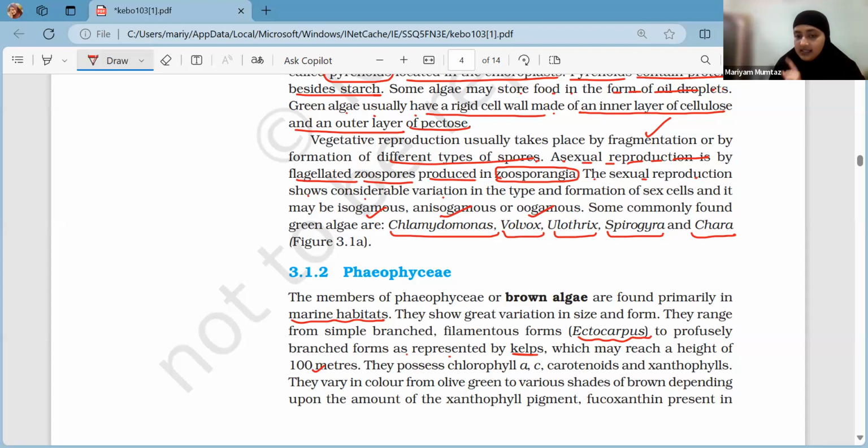Now they possess chlorophyll A and chlorophyll C. Like how chlorophyceae had chlorophyll A and B, now they have A and C. Along with chlorophyll A and C, they also have certain carotenoids and xanthophyll. These are also names of pigments only. So these pigments are present along with chlorophyll A and chlorophyll C. They vary in color from olive green to various shades of brown depending upon the amount of xanthophyll pigment.